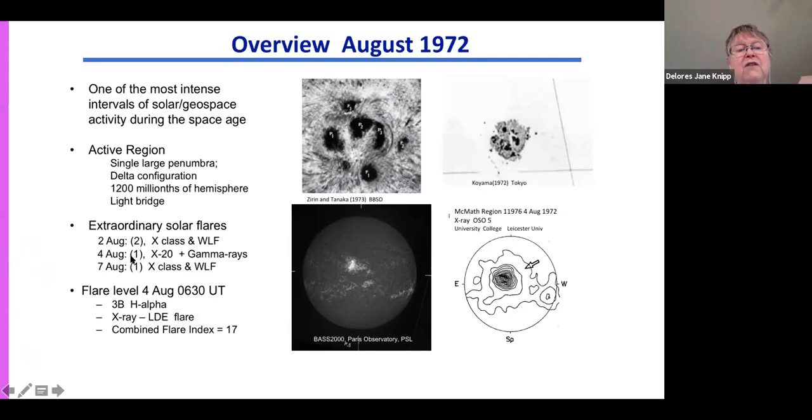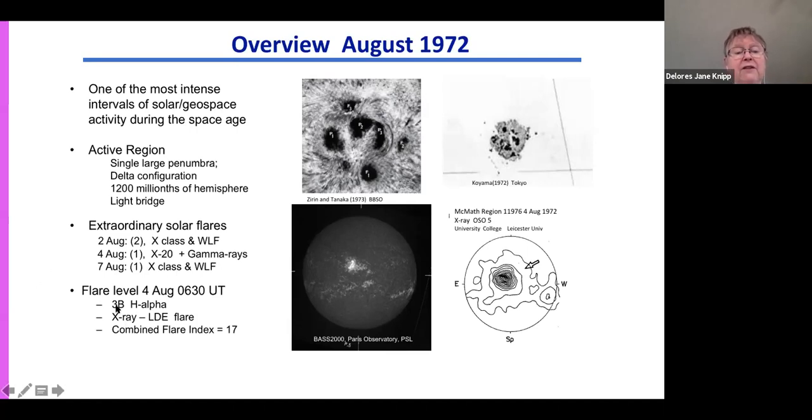On the 4th of August, we have done some reverse engineering, and the flare that was called X5, we're now pretty sure was an X20. It also included gamma rays, the first space-based observations of gamma rays. And then the same active region goes again, X-class flare and white light flare on the 7th of August. We believe there was probably a white light flare for this one as well. It's just that the primary observatories that would have seen it were at dusk and dawn and may not have had a good view.